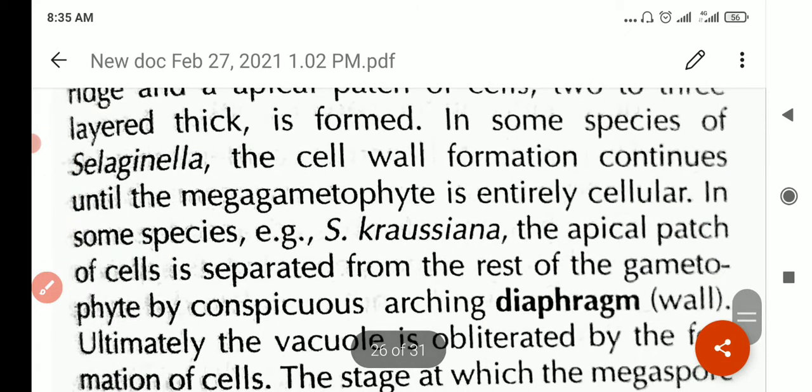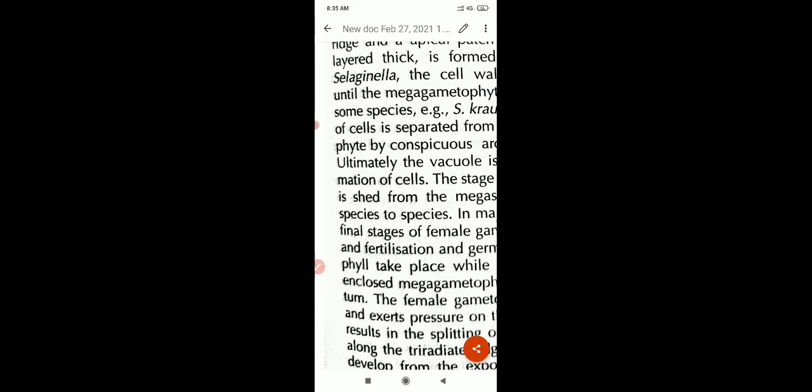In some species, the cell wall formation will continue until the megagametophyte is entirely cellular, until all those nuclei are completely covered, completely having cell walls.